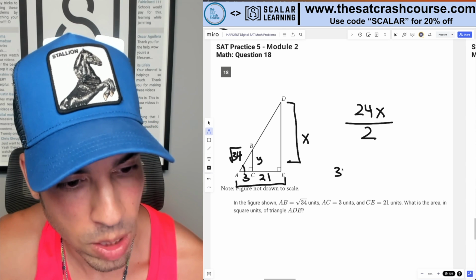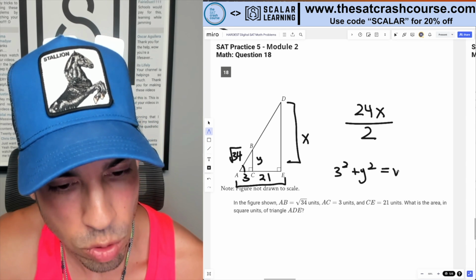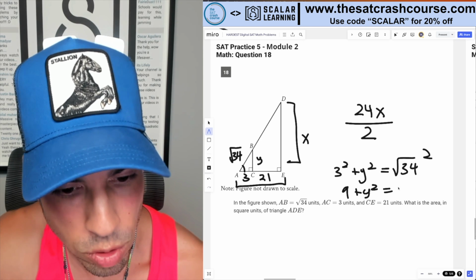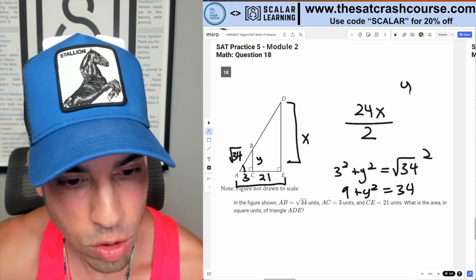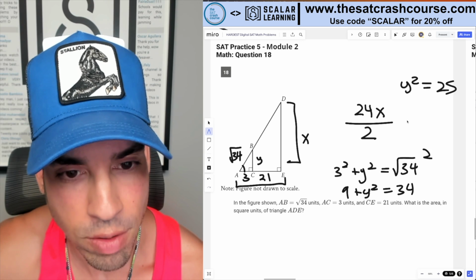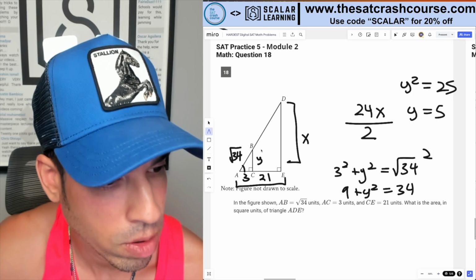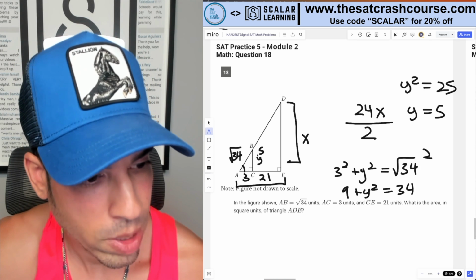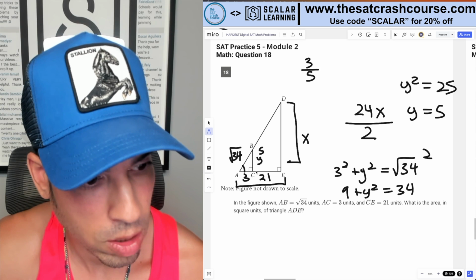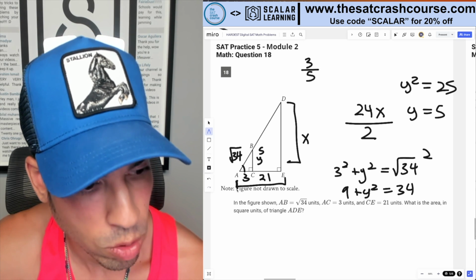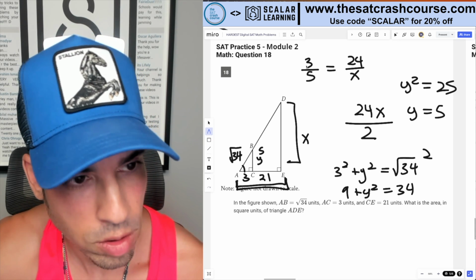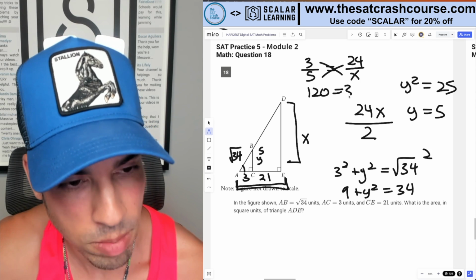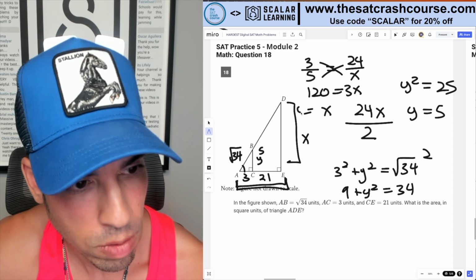Using Pythagorean's theorem, we got 3 squared plus y squared equals rad 34 squared. So that's 9 plus y squared equals 34. Subtract 9 from both sides. Y squared equals 34 minus 9 is 25. Square root both sides, and y equals 5. So this side is 5. Now we can set up a proportion to get x. We can say 3 over 5, right? So little leg over big leg is equal to, for the big triangle, 24 over x. Now we can cross multiply to solve. 5 times 24 is 120, equals 3 times x, divide by 3, and x equals 40.